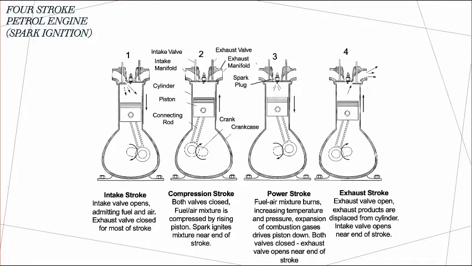degrees. And the last one is the exhaust stroke. Again, the momentum of the flywheel moves the piston up from the BDC to the TDC, thereby driving the exhaust gases outside through the exhaust valve. During this stroke, the intake valve is closed, the exhaust valve is open, and the crankshaft rotation is about 720 degrees.